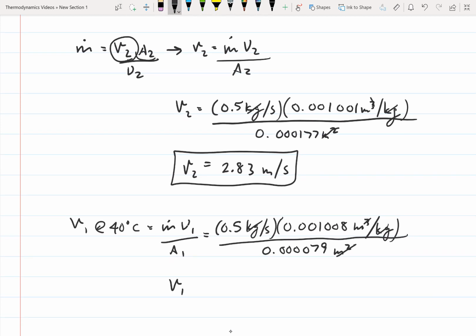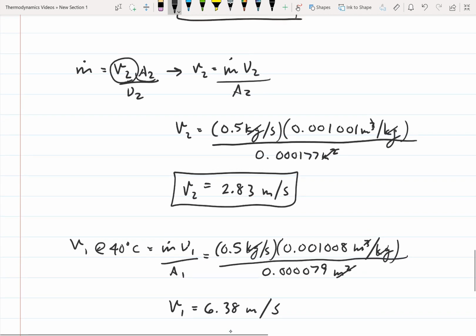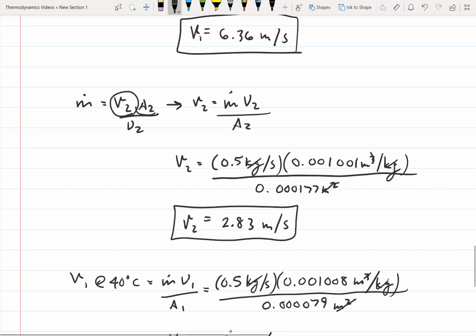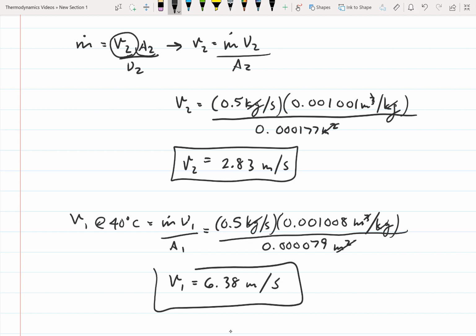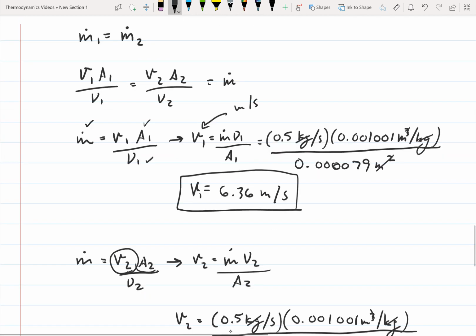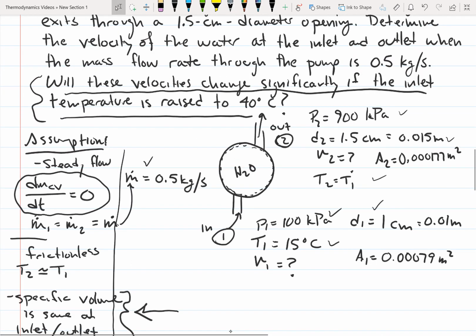So the velocity at the inlet is equal to 6.38 meters per second. If we compare that to what we got before, 6.36 meters per second, now we got 6.38. That's a pretty small difference. So the answer to the question is that the velocity does not change significantly if the inlet temperature is raised to 40 degrees Celsius.